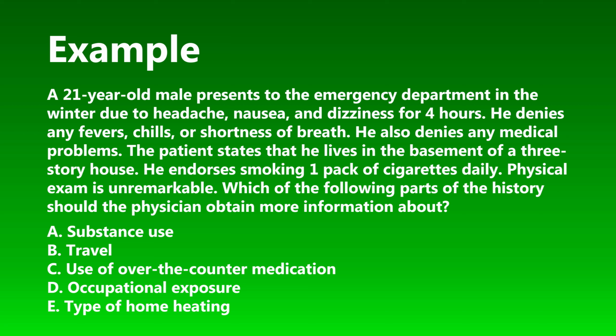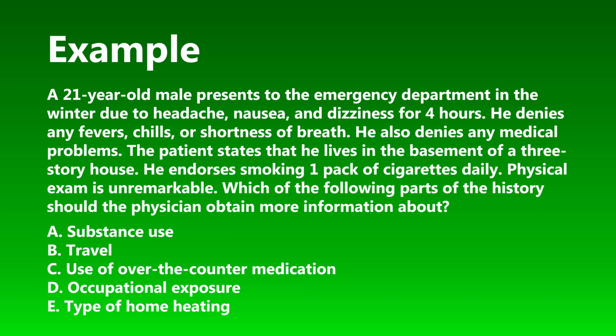It's asking us about something specific within the HPI that's going to help us make the diagnosis for this patient. So we've read that question, we've read that stem at the end. Now we're going to move on to the answer choices. We see A is substance abuse, B is travel, C is use of over-the-counter medication, D is occupational exposure, and E is type of home heating. So we know that these answer choices are all important parts of an HPI, and in this case, there might not be necessarily anything that we can easily narrow down because it's a little bit general, but now we have some familiarity with things that we want to be looking for when we get back up here.